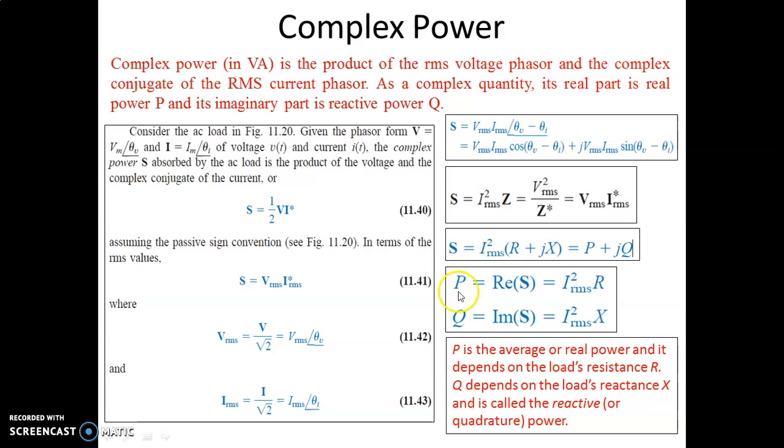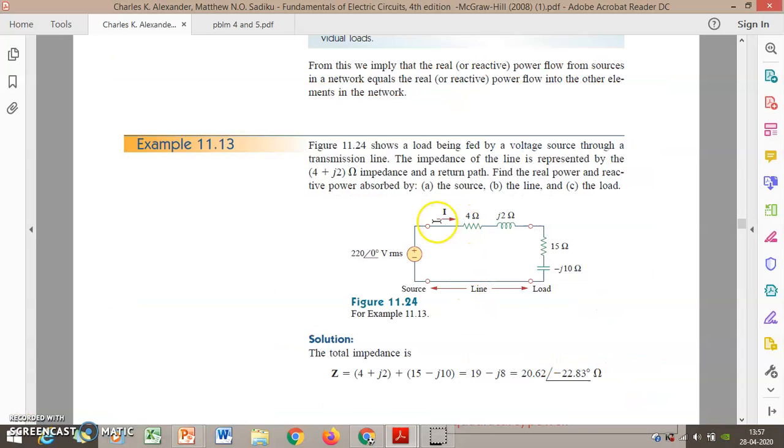One is real power, which is denoted by P. Another one is reactive power denoted by Q. Another one is the complex power or apparent power denoted by S. S is equal to half VI conjugate, or it can be written as S equal to VRMS into IRMS conjugate. These formulas are used to calculate VRMS equal to VM by root 2 or IRMS equal to IM by root 2. And really this P is related to the resistance. Q is related to inductance and capacitance. With this, we'll switch on to the problems.